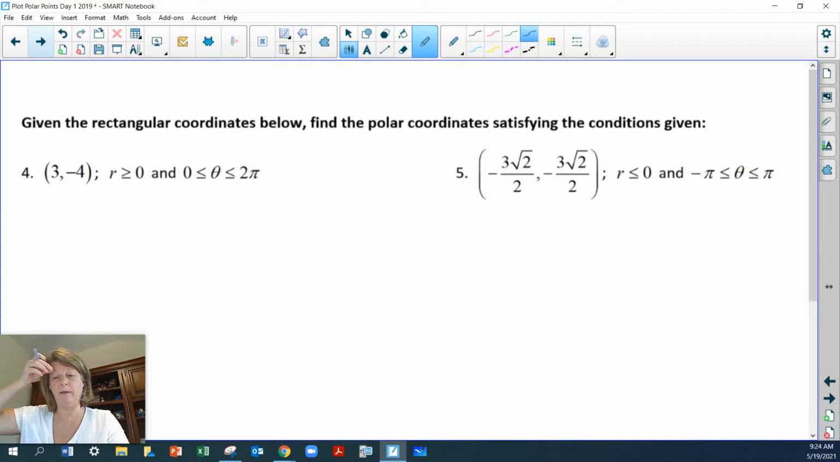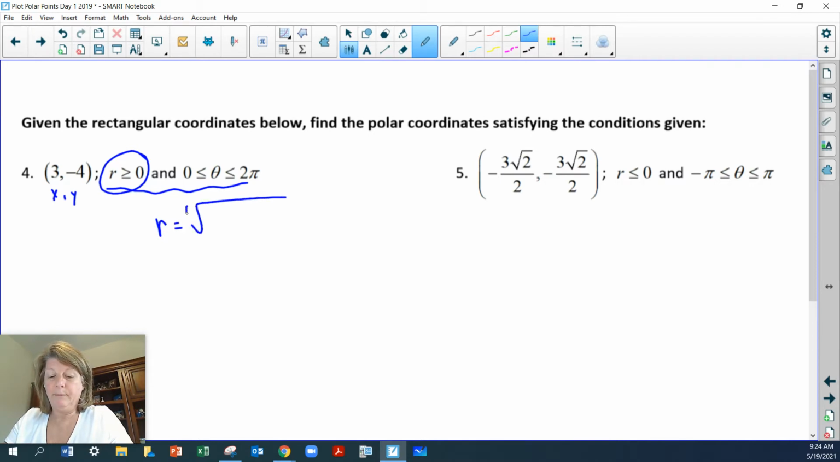Given the rectangular coordinates below, find the polar coordinates, and we have to satisfy the given conditions. Oh, they're getting picky on us. This is indicating to me that I need to express my point as a positive r value. So I've got an x, y. I need to get r, so that's going to come from r equals the square root, only the positive this time, of x squared plus y squared. Looks like this is going to be a 9 plus a 16. Oh, how lovely. r equals 5. So I'm going to stick with the positive 5.